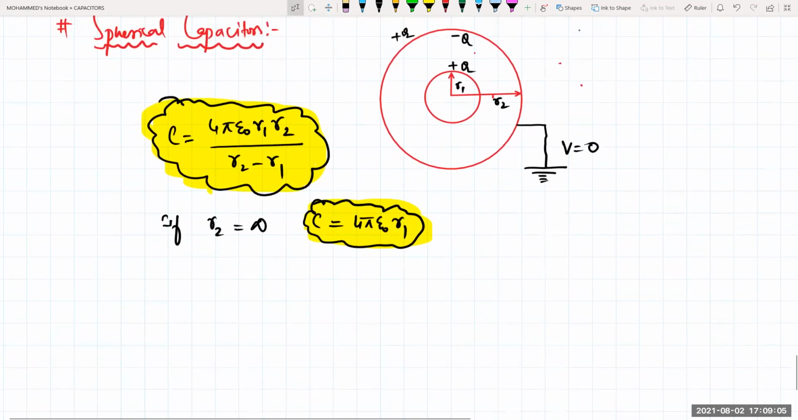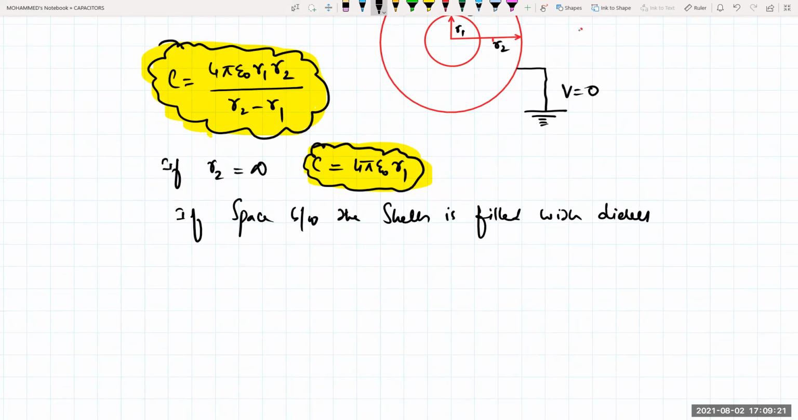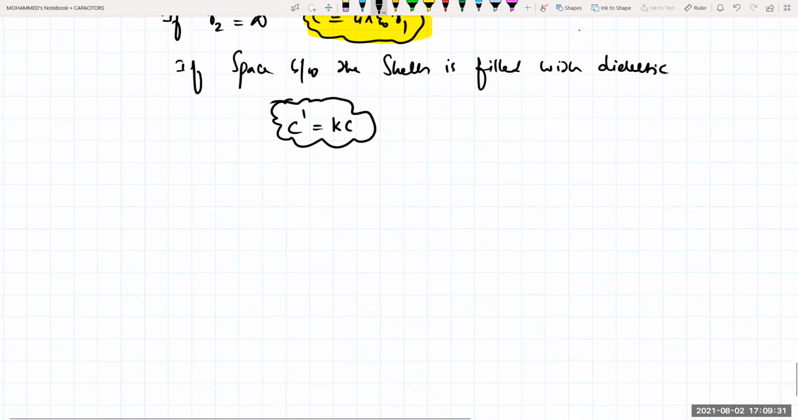And if the space between the shells is filled with the dielectric, then I told you already this capacity will become K times of your C, that's it. The same way, one more, next one.